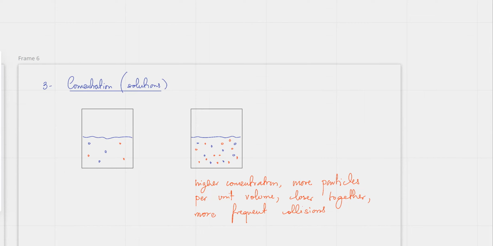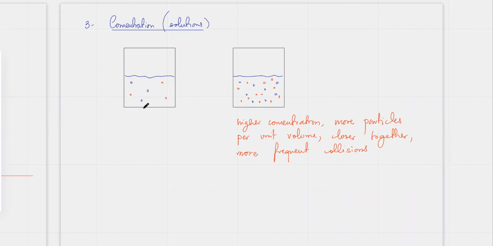Is that clear? Yes or no? Is this clear? Yes. Hamza, is this clear? Yes, sir.